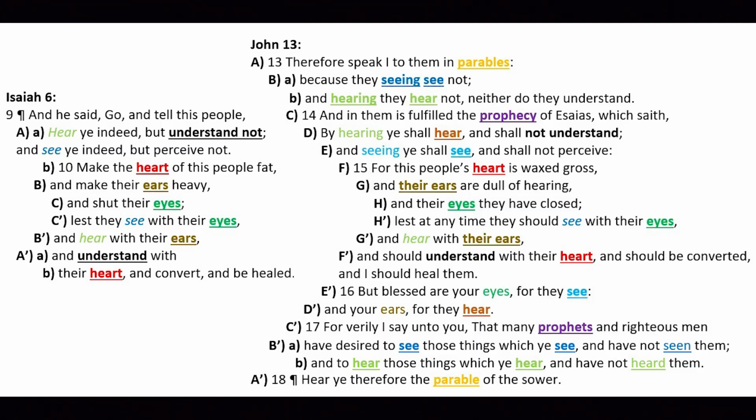Something to point out again in John 13, notice that everything in the top of the chiasmus is again all negative, while everything in the bottom of the chiasmus is all positive. So again, this is all contrasting. In the top, because they seeing see not, hearing they hear not, neither do they understand. Hearing, indeed, again, hearing ye shall hear and shall not understand, seeing ye shall see and shall not perceive. For this people's heart is waxed gross, so their ears are dull of hearing, and their eyes they have closed. So all of that is a negative statement.